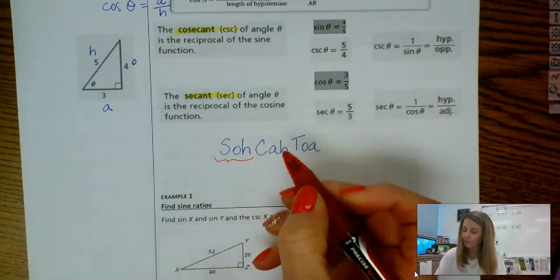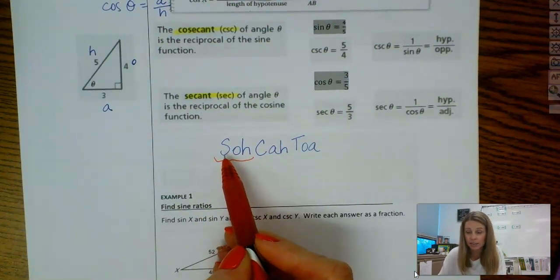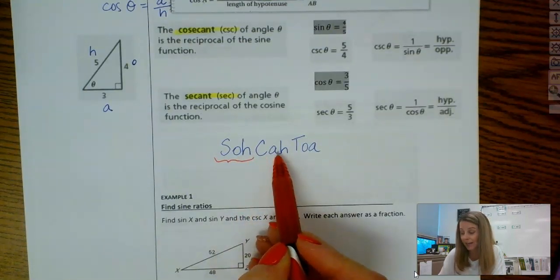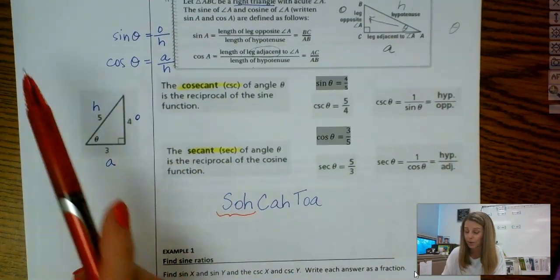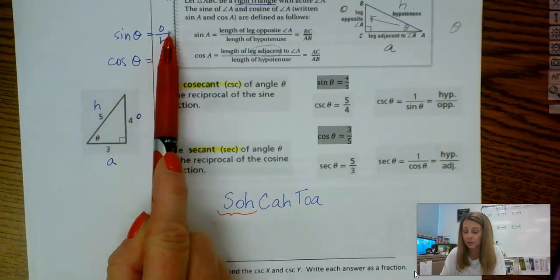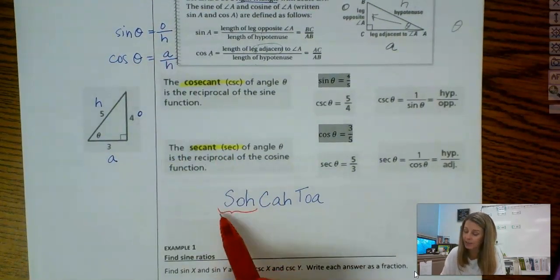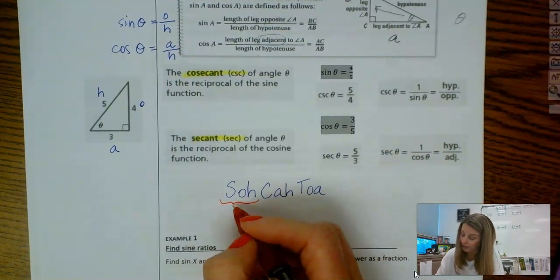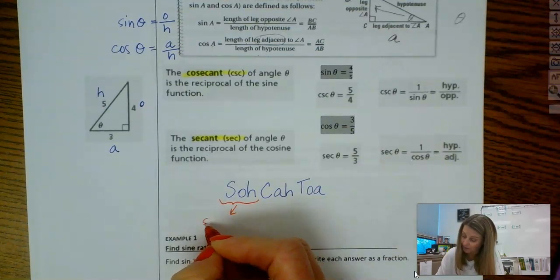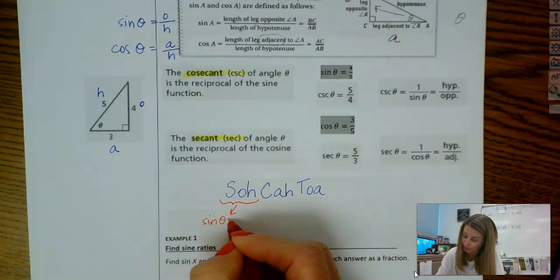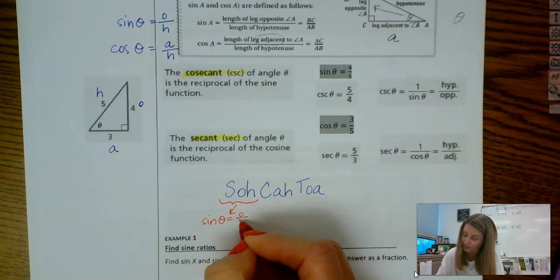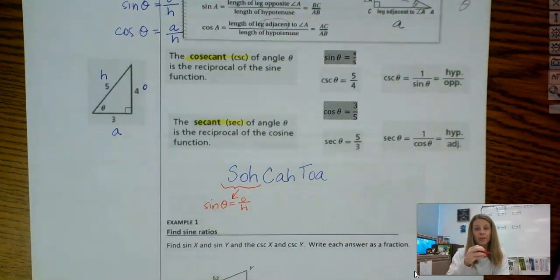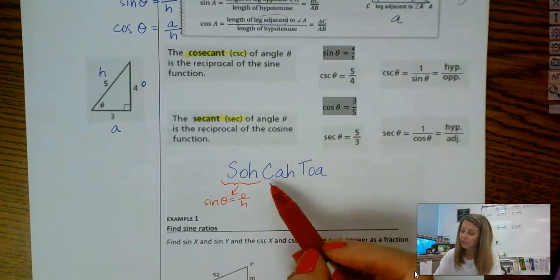SOH. S stands for sine. The O and the H stand for opposite, hypotenuse, and then A is adjacent. So if we go back to sine, sine is equal to the opposite over the hypotenuse. The way it's written in the acronym, sine is equal to opposite over hypotenuse. So I'm going to write that down here. The sine, and I'm just going to use my theta again, is equal to opposite over hypotenuse, SOH. So it comes in the order that it appears in your equation.